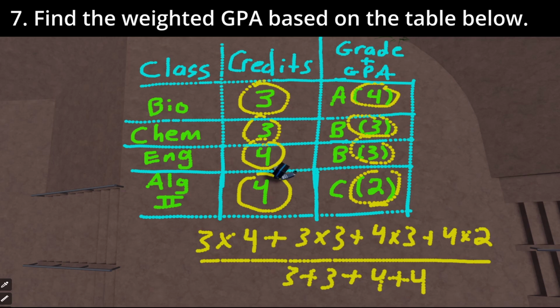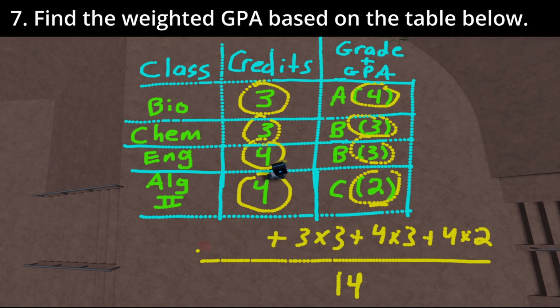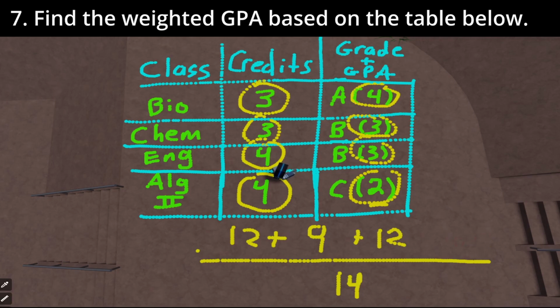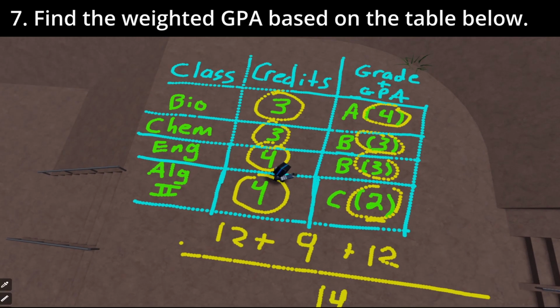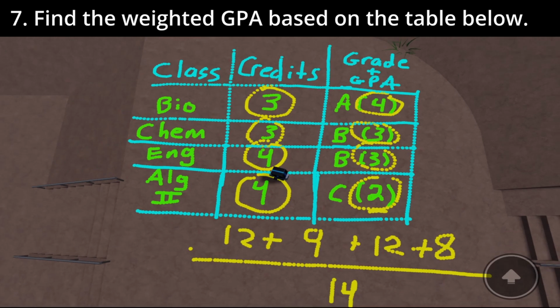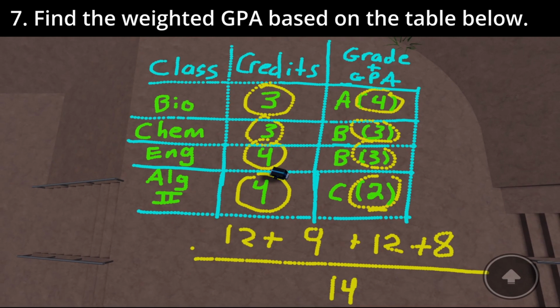And then now we just need to compute this expression. So 3 plus 3 plus 4 plus 4. If you do all that, you get that is equal to 14. And then let's just compute the top parts. 3 times 4 is just 12. 3 times 3 is just 9. 4 times 3 is just 12. And 4 times 2 is just 8. And then 12 plus 9 plus 12 plus 8 is just 41.